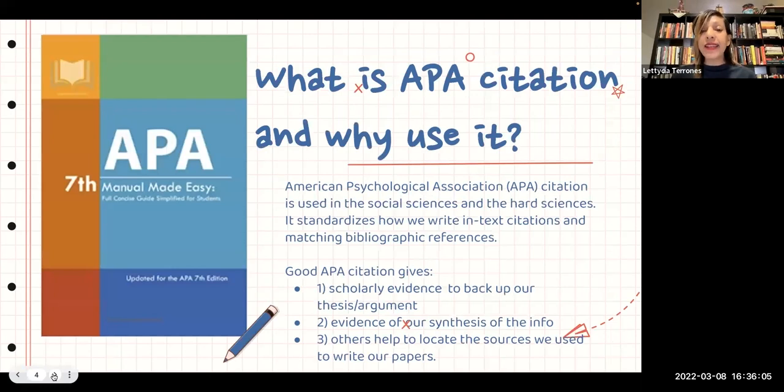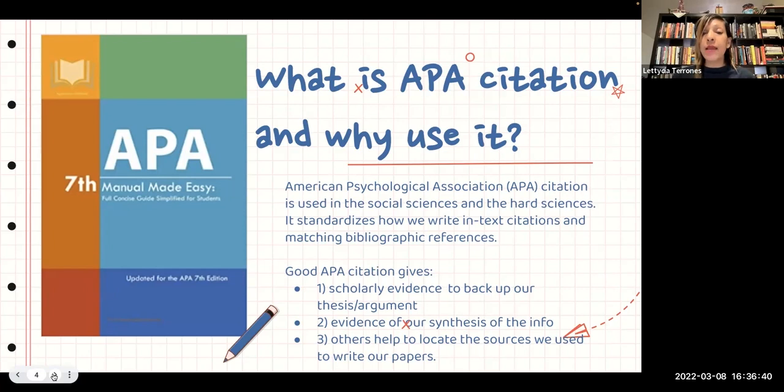So, what is APA citation and why use it? APA stands for American Psychological Association, and this is the professional arm that provides us a standardization for the social sciences and also the hard sciences on how to capture your citations, or how to capture the other research that you're writing about and citing in your text, and then writing a matching bibliography at the end. You've probably seen this already in some of the journal articles that you are reading for your classes.